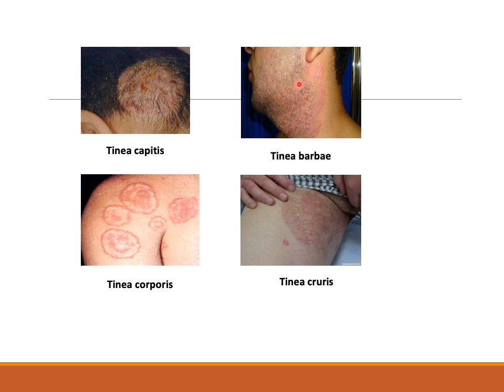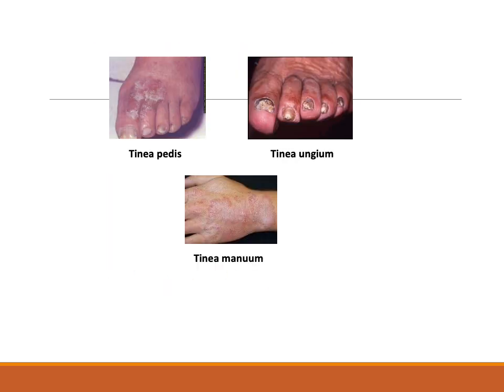This is a beard, or yes, mustache, Tinea barbae. This is Tinea corporis, okay, and Tinea cruris, or this is in the inguinal area. That's Tinea pedis. All right. Tinea unguium, nails. Look at the discolored and the deformed nails. And then this is Tinea manuum, or the hands.